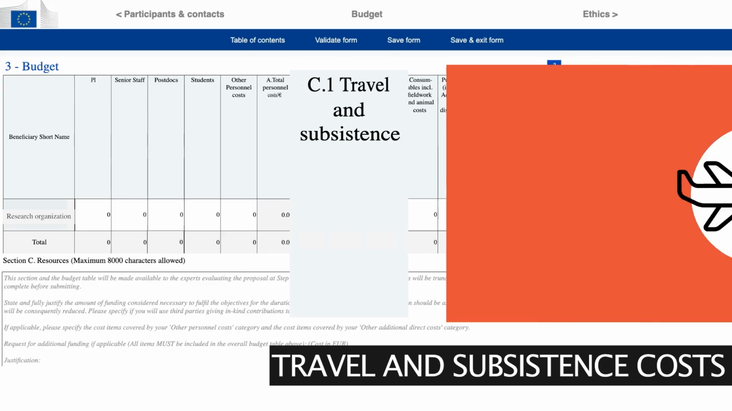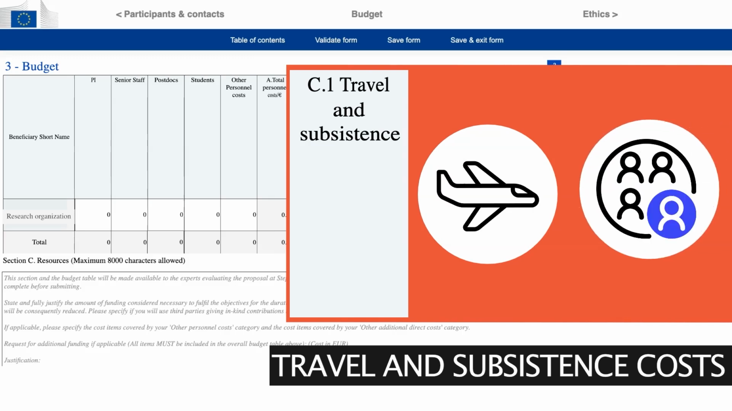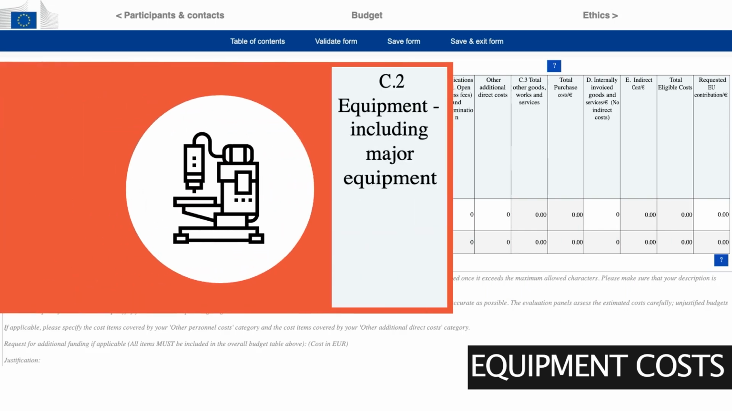Travel and subsistence costs include all business trips necessary for the project. Budgeted costs may include both trips of team members and external experts. If you need to use specific equipment in your project, you should include it in your budget. By default, you may only charge the depreciation costs of the equipment, which correspond to the actual use of the equipment during the project's duration, or renting or leasing costs. In exceptional cases, where necessary for the viability of the project, it is possible to charge the full purchase price of the equipment.